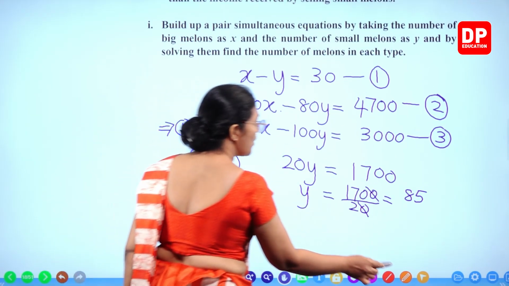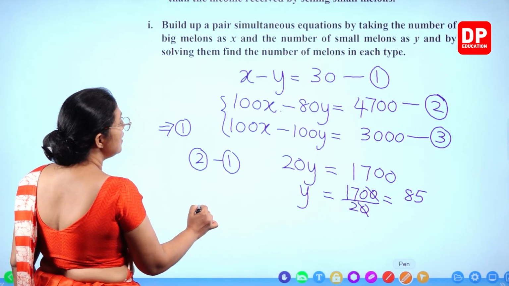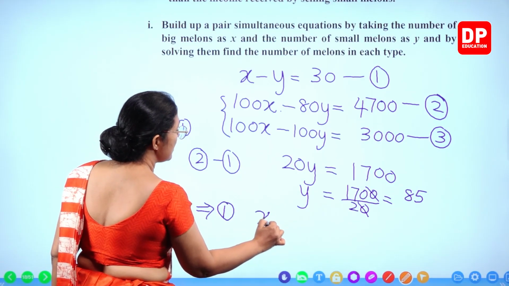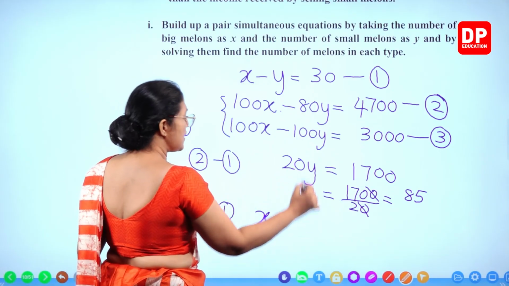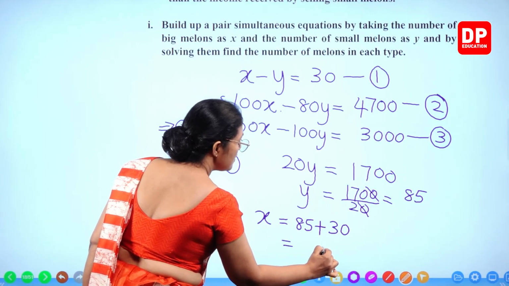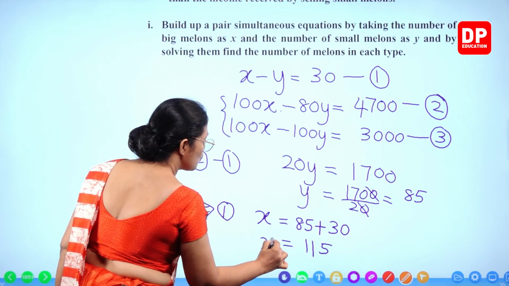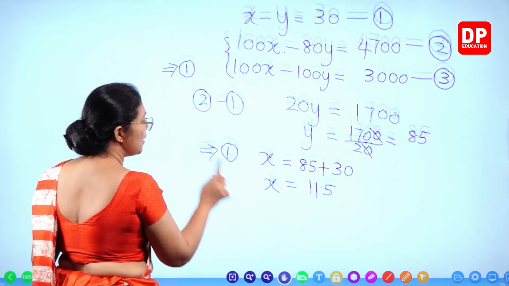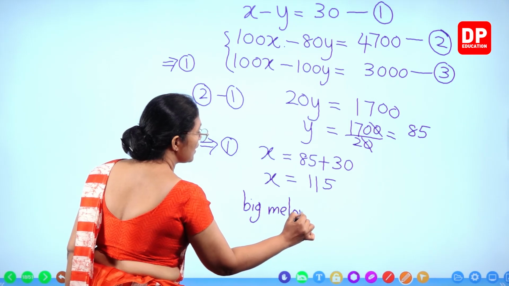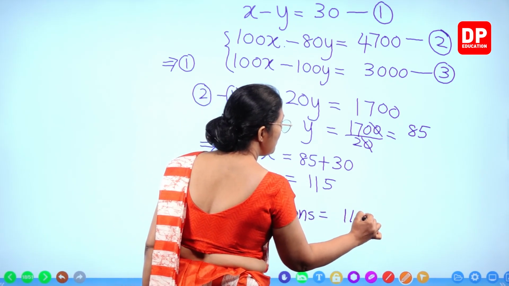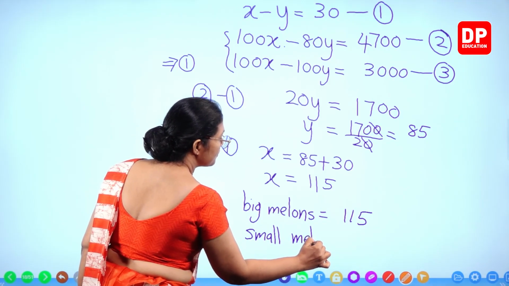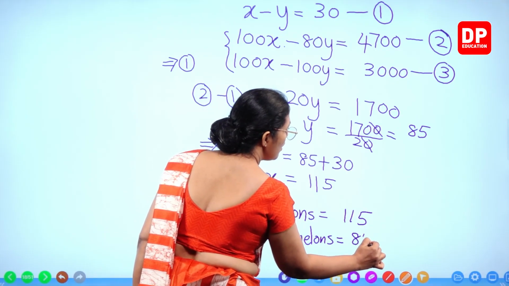How do you find x? You can take one of these equations. I'll take the first one, that's the easiest. I can find x using that. x becomes y plus 30. y is 85, plus 30, that means 115. So how many big melons? Big melons are denoted by x. So that's 115 big melons and 85 small melons are there.